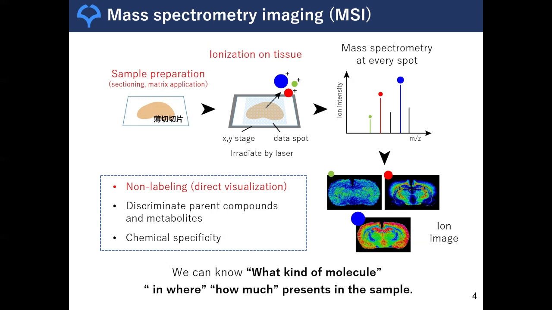Then you can select the peak that appears at the m/z of the target compound and obtain the distribution image of that compound. Mass spectrometry imaging allows us to know what kind of substance, where, and how much exists from this image.